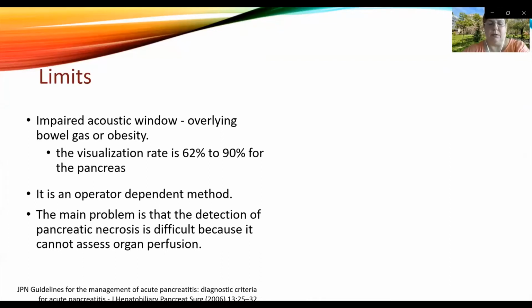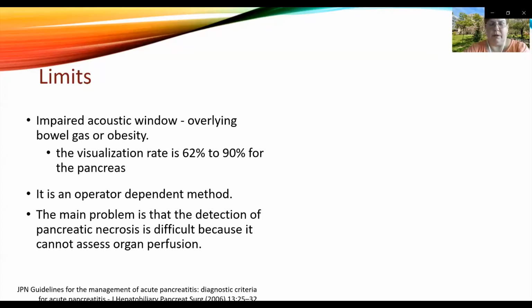One of the most important limits is usually the impaired acoustic window. You have to have an acoustic window in order to be able to see the gland, especially when you have an ileus in acute pancreatitis. Usually this is not possible because of the overlying bowel gas, or if the patient is obese. So the rate of visualization of the pancreas in acute pancreatitis ranges between 62% and 90%.